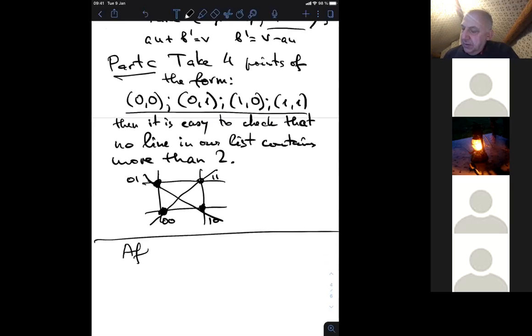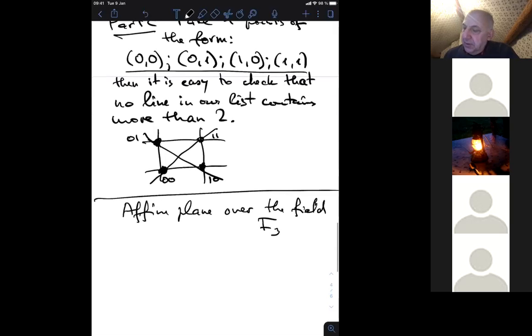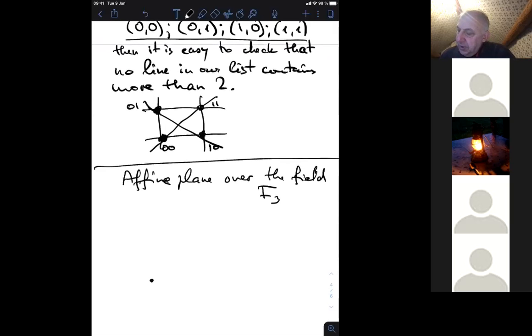So, the affine plane over the field F3. It's in your book. I'm not sure I'll draw the best picture possible, but still. The elements in our field are just 0, 1, and 2, and we take its Cartesian square. So we have now 9 points here: (0,0), (0,1), (0,2), (1,0), (1,1), (1,2), (2,0), (2,1), (2,2).